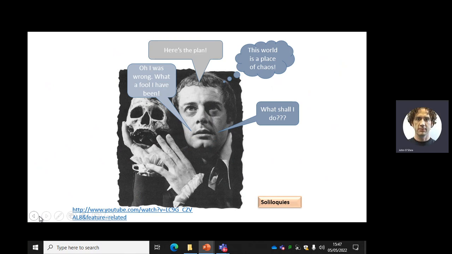Quick word about soliloquies, okay? The Duchess has one. Bosola has one. The Cardinal has one. And they're always kind of interesting. They either reveal their intention, or if they're in Act 4s and Act 5s, they are a commentary on the world and they are a commentary on how they've been.